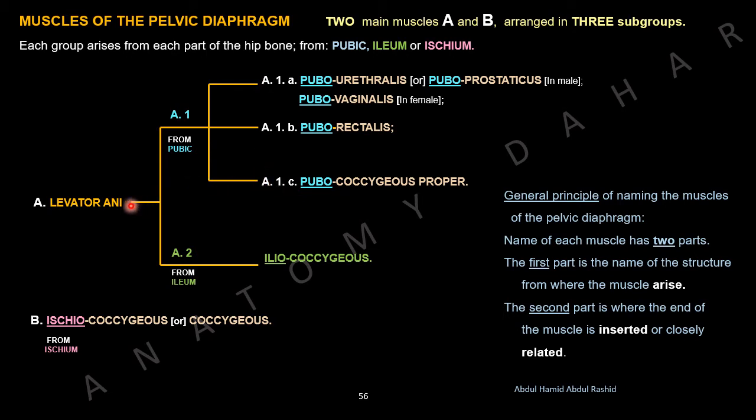The next one, A2, comes from the ilium: the iliococcygeus, which comes from the iliac part of the hip bone to the coccyx. And the third one is from group B, the ischiococcygeus or coccygeus, coming from the ischial spine of the hip bone to the coccyx.